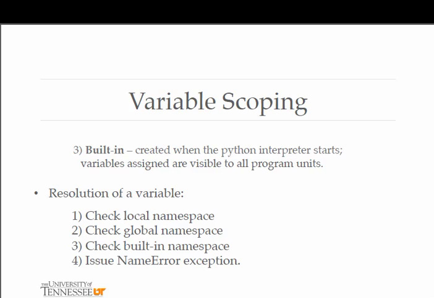to see if it's been defined globally for all the functions. And then if it's not there, it'll look in the built-in namespace provided to the interpreter when the interpreter initialized and started. And if it cannot find it there, then it will issue an exception, and that exception is usually called a NameError. You're trying to access a variable that's simply not available to the interpreter.